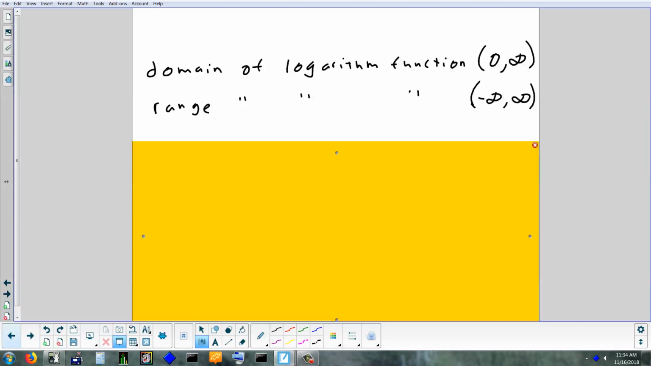All log functions always have the same range. If something goes up forever and down forever, I don't care how you shift it or stretch it or flip it, you can't change that. If it goes up and down forever and you shift it up too, it still goes up and down forever. So you can't change the range of a log function.